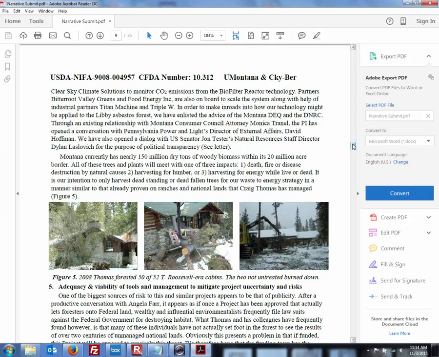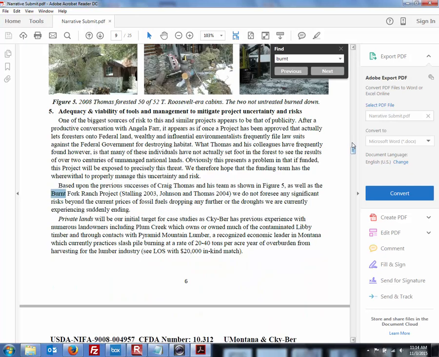He's also worked at a place called the Burnt Fork Ranch. That's in here. Based upon the previous successes of Craig Thomas and his team, as shown in Figure 5, as well as the Burnt Fork Ranch, and this has been written up in decades-old documents, we do not foresee any significant risk beyond the current prices of fossil fuels dropping. So again, what's the risk to killing a sustainable energy project? Well, the price of fossil fuels dropping is one. And unfortunately, a lot of times it just comes down to bare bones economics: what people are willing to pay for their energy.